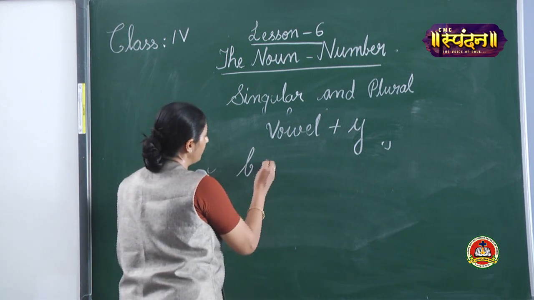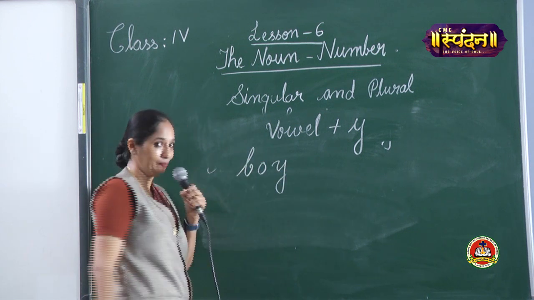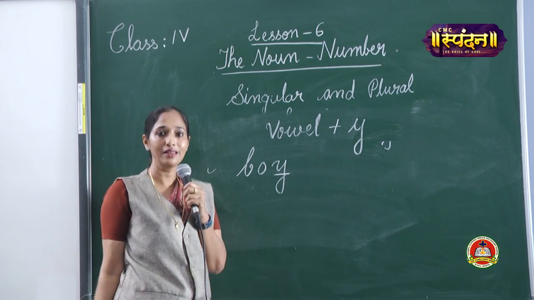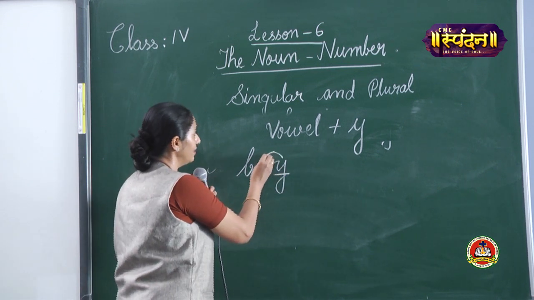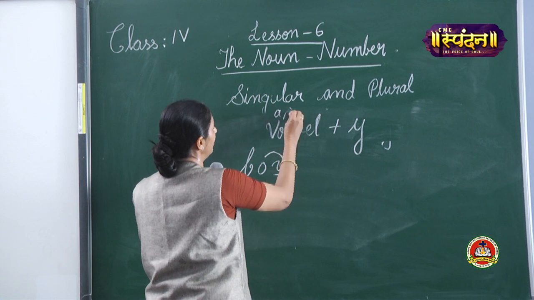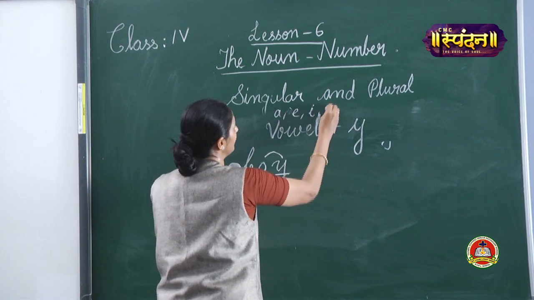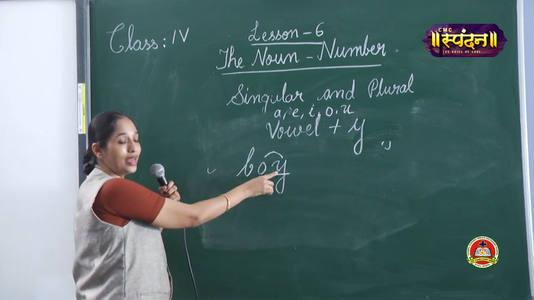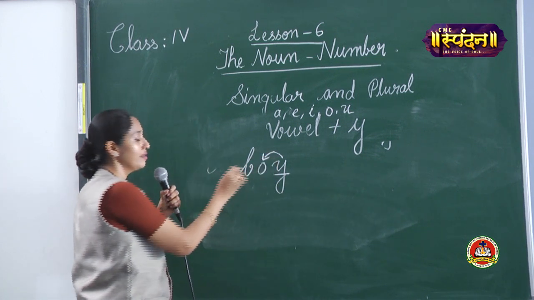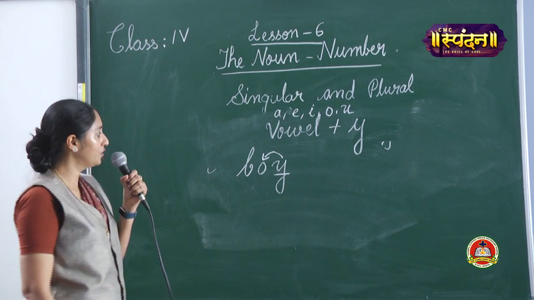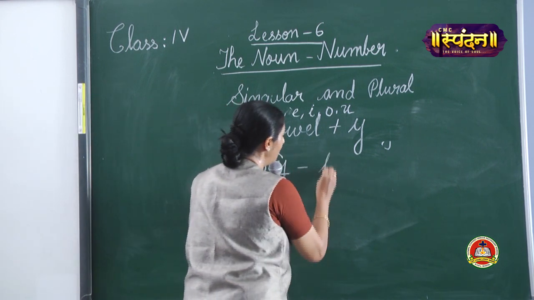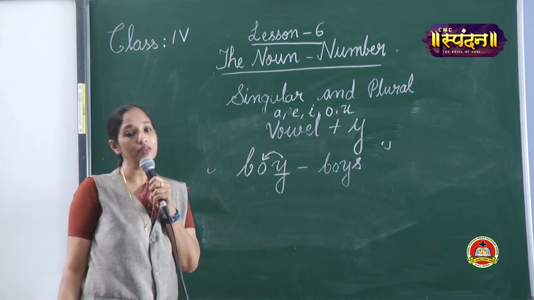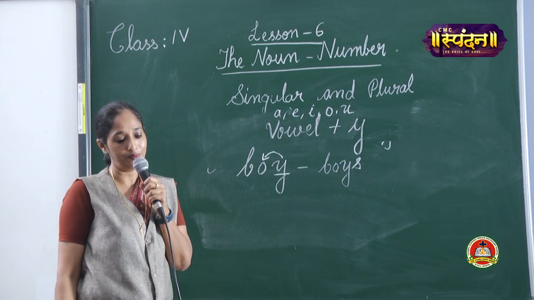Let's have a look. The word boy. Boy, the word ends in y. Before that, there's a vowel. You have to look for these alphabets. It ends in y, and before y there is a vowel. So we have to simply add s to the word to form the plural.